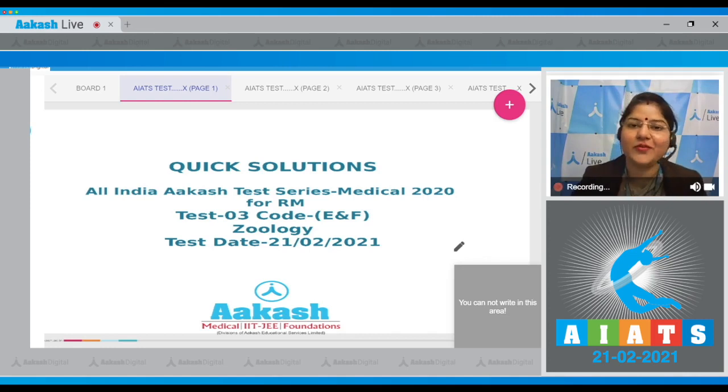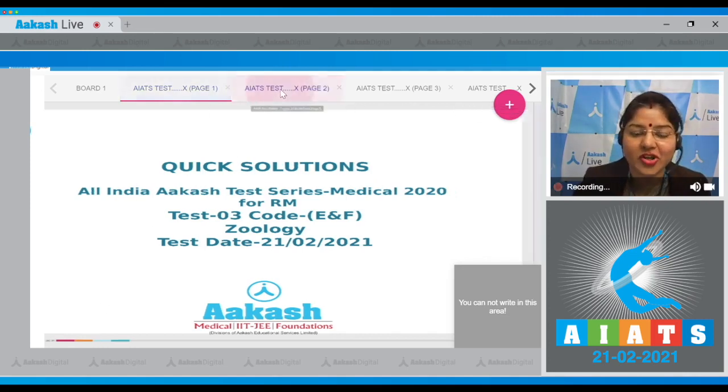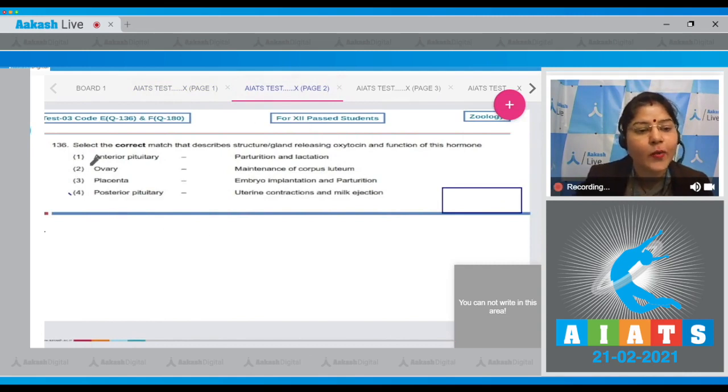Now let's begin with the first question of the zoology section, that is question number 136. The question states: select the correct match that describes the structure or gland releasing oxytocin and the functions of this hormone. The options given are: option number 1, anterior pituitary. This is incorrect because oxytocin is stored and released from the posterior pituitary. So this cannot be a correct answer.